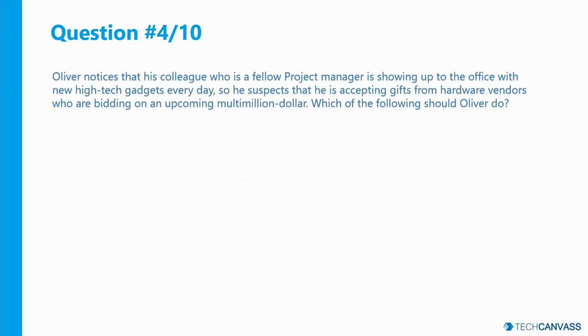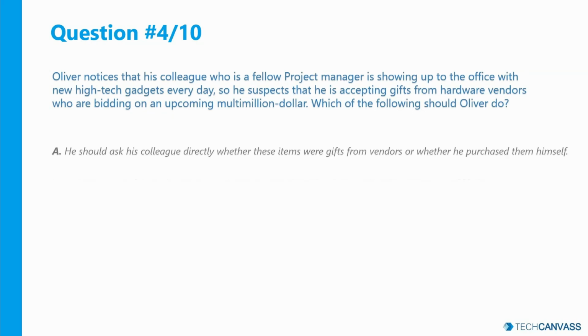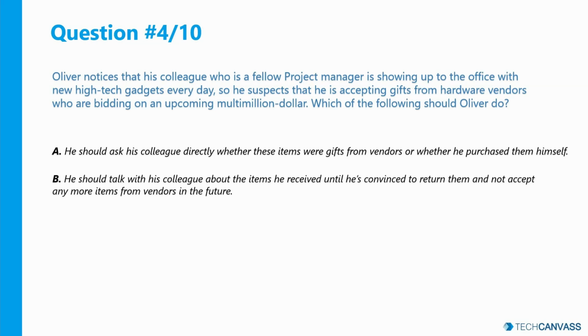Fourth question: Oliver notices that his colleague, who is a fellow project manager, is showing up to the office with new high-tech gadgets every day. So he suspects that he is accepting gifts from hardware vendors who are bidding on an upcoming multi-million-dollar project. Which of the following should Oliver do? Option A: he should ask his colleague directly whether these items were gifts from vendors or whether he purchased them himself. Option B: he should talk with his colleague about the items he received until he is convinced to return them and not accept any more items from vendors in the future.